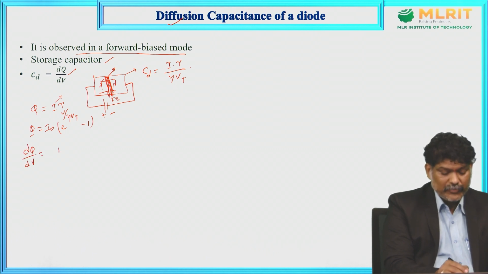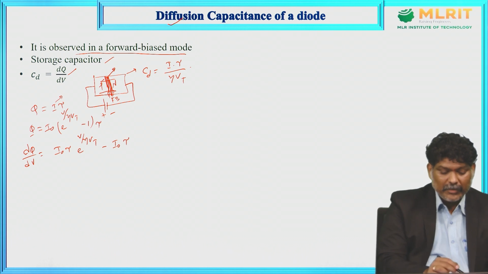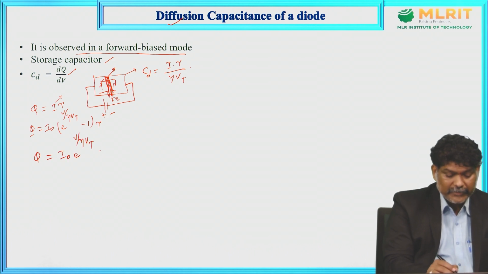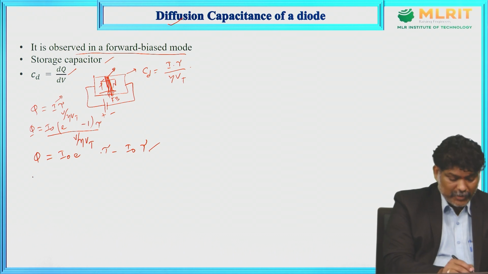In such a case, tau is there. So this can also be written as I naught into tau e power V by eta Vt minus I naught into tau. First of all, let us rewrite this: I naught into e power V by eta Vt into tau, minus I naught into tau. If you multiply all this, the final expression is this. Now differentiate this, dQ by dV.